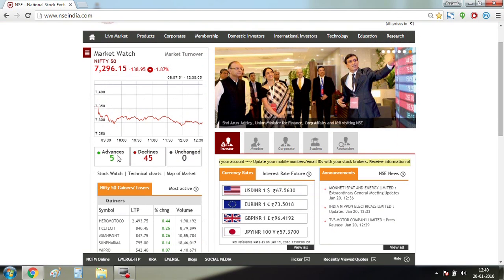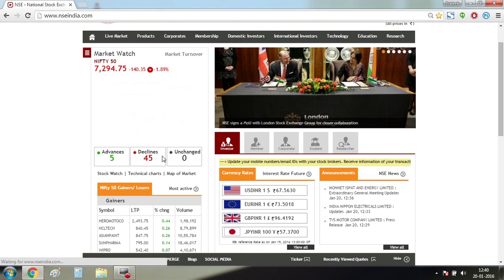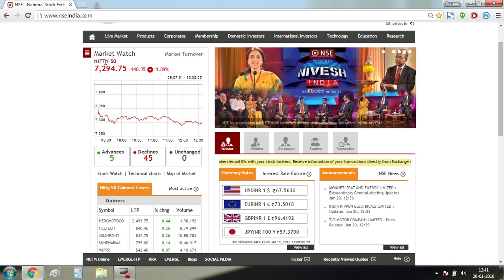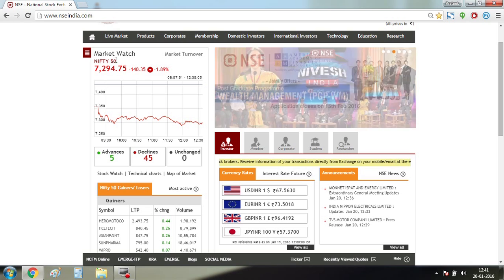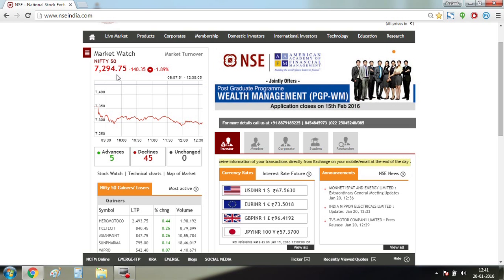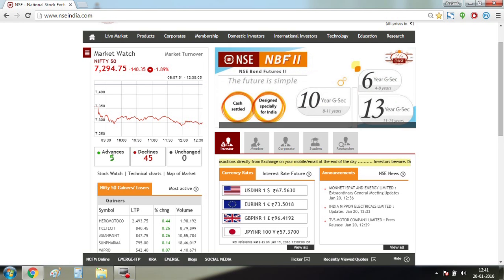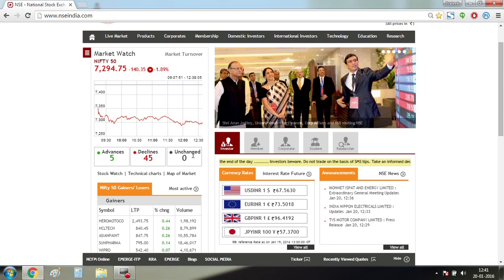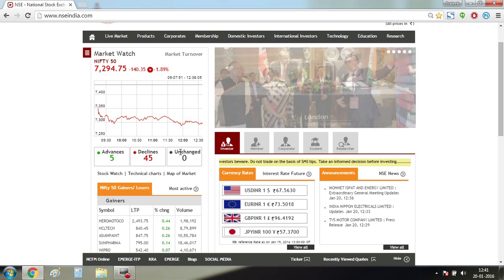Below this, you can see there are advances, declines, and unchanged. As we've already discussed, Nifty comprises 50 stocks. Now, how many stocks among these 50 are trading higher or advancing in comparison to their yesterday's closing is given here. How many stocks are declining in comparison to yesterday's closing are given here. And how many stocks remain unchanged, that is, same as yesterday's close, are shown here.